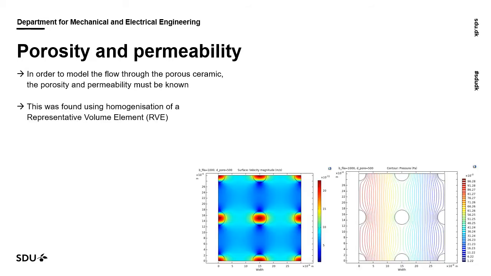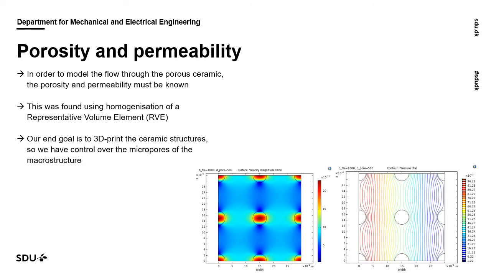So in order to model the flow through the porous ceramics, we need to know the porosity and permeability. And we find this by looking at the homogenization of a representative volume element. So we see that down here we have pure ceramic that is only very slightly porous, and then we have these micropores that we have inserted, and then by applying some pressure gradient, we can catch the flow velocity, and we can compute effective quantities.